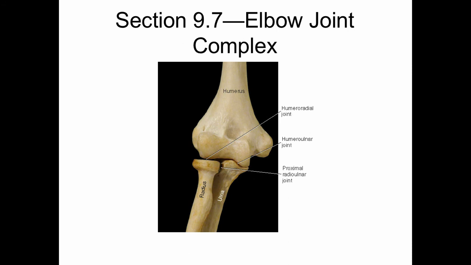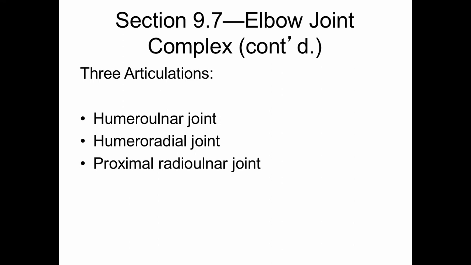The elbow joint is unusual in that there are 3 articulations enclosed within one joint capsule. This figure shows an anterior view of the right elbow joint complex. There are 3 articulations: the humeral ulnar joint, the humeral radial joint, and the proximal radioulnar joint. They are all enclosed within one joint capsule and share one joint cavity.